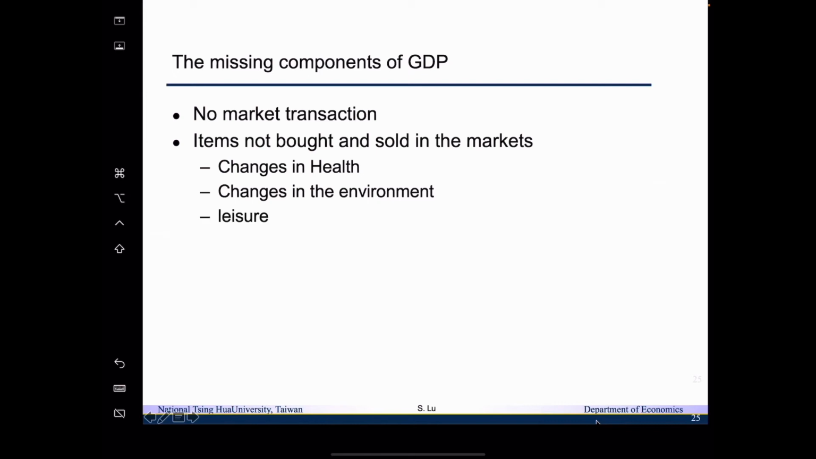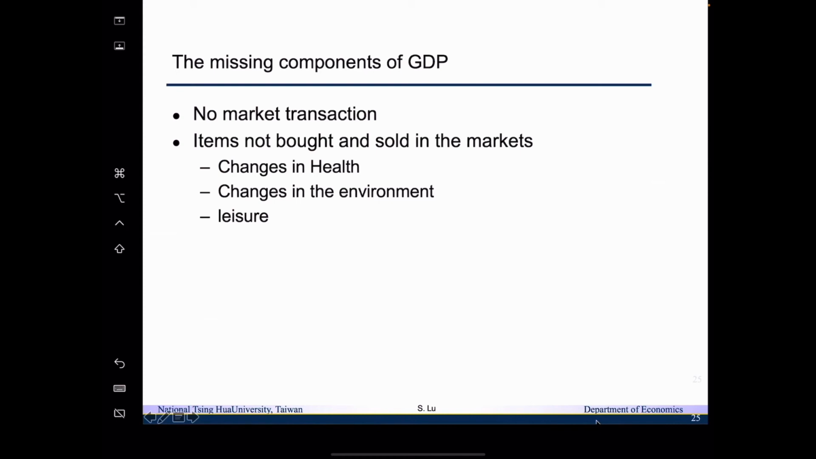The next missing component of the GDP is leisure. We know that leisure is not bought and sold in the market, although it can be in a sense, because once you give up your leisure and work, you are paid wages. But the happiness of leisure is not bought and sold. So when you work hard, you lose leisure, you lose the time that you can hang around with your family. Those losses are not compensated, and they do not show up negatively in the GDP. Therefore, the GDP is missing these components.